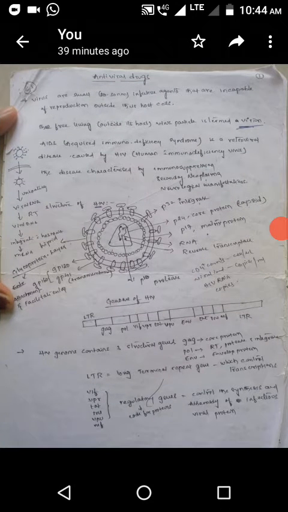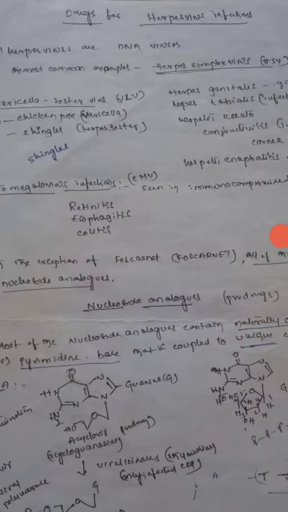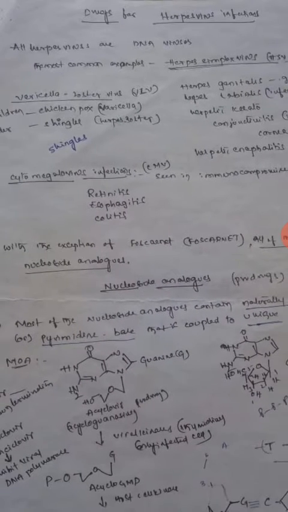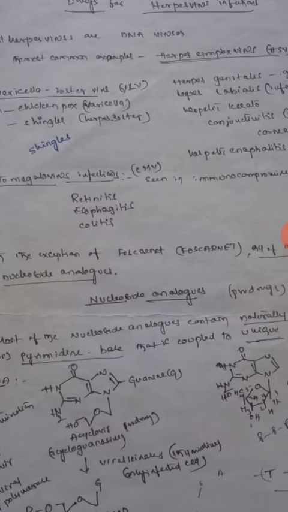The next class of drugs are anti-herpes drugs. Herpes viral infections are caused by DNA viruses. The HIV virus is an RNA virus, while the herpes viral infection is a DNA virus. So these are the three main.